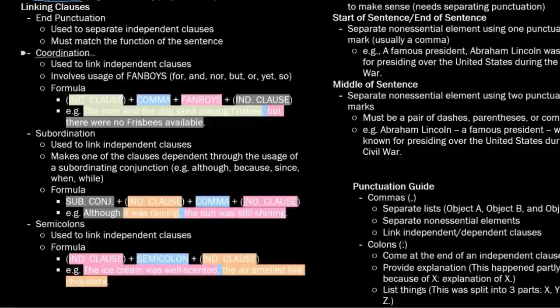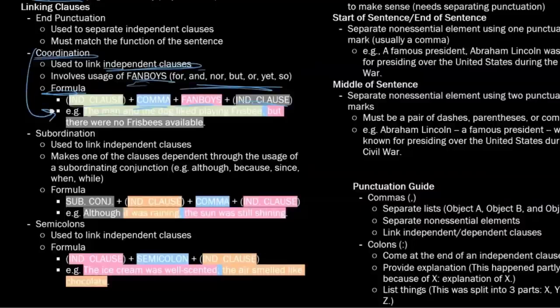Now, coordination is our first way that we use to link independent clauses, and we need to use fanboys. What's fanboys? It's an acronym for for, and, nor, but, or, yet, or so. Okay. Now, we're going to use this formula here. Okay, and you should memorize these also. Independent clause plus comma plus fanboys plus another independent clause. Okay, this is how you link using the coordination skill. So you have a first independent clause, then you add a comma, a fanboys, and another independent clause.